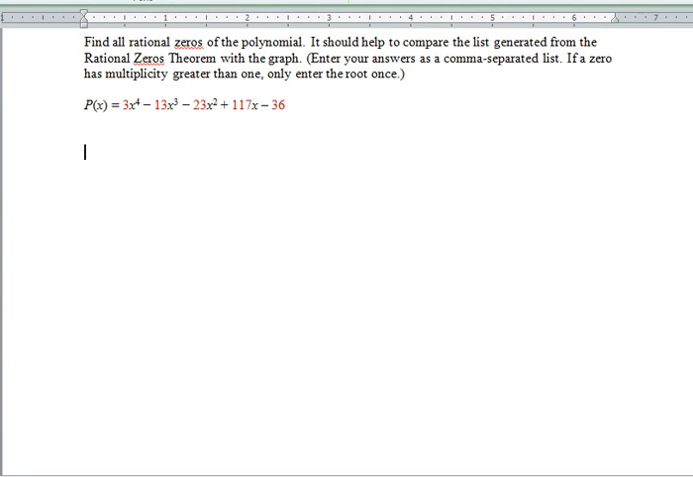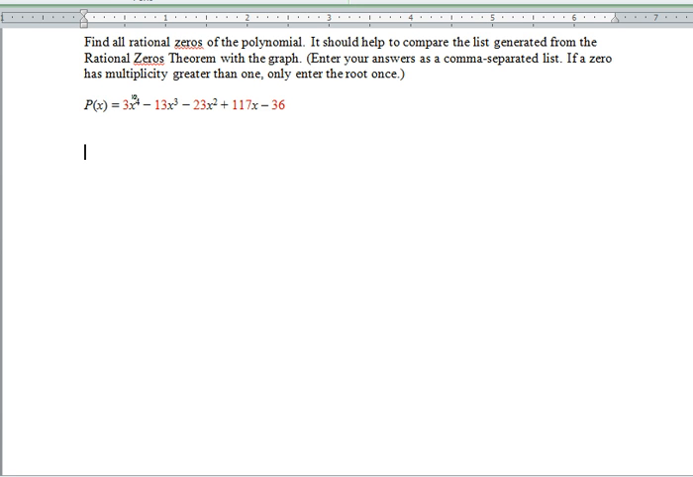Here we are given the fourth degree polynomial 3x to the fourth minus 13x cubed minus 23x squared plus 117x minus 36, and asked to find the rational zeros using the rational zero theorem and a graphing calculator.